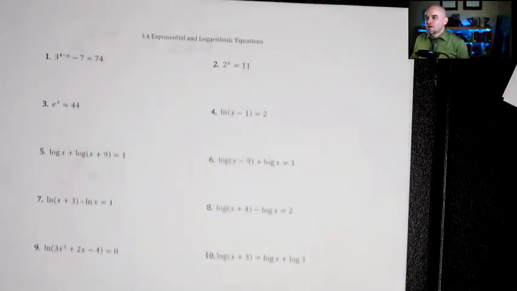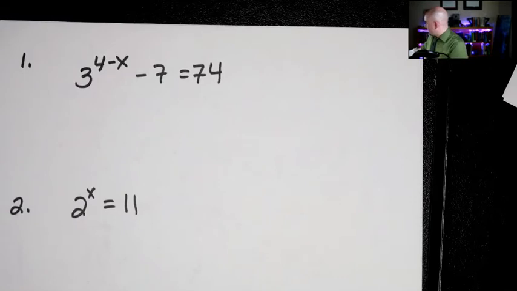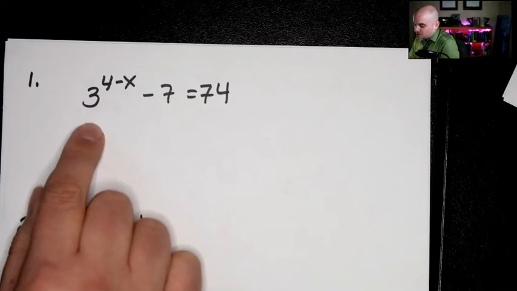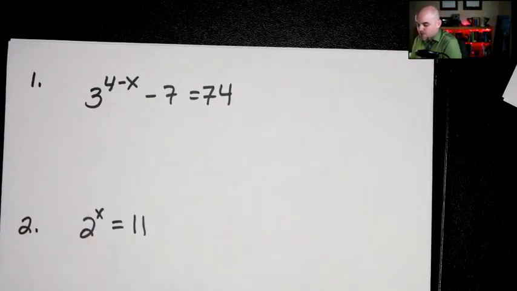Those are the problems, and once again, just like the other videos, I've written everything out larger so you can see it a little bit easier as we do them. Number 1, we start with an exponential. 3 to the 4 minus x, minus 7, equals 74.